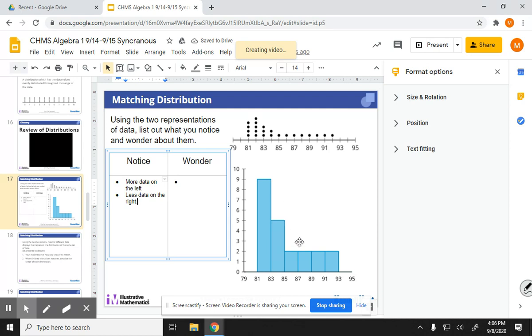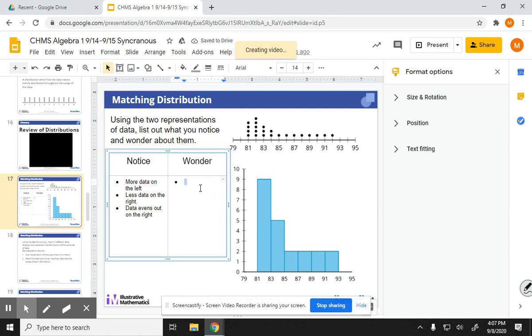Now, I also noticed that between 85 and 93, whatever that label is, it's pretty even. So the data evens out on the right.